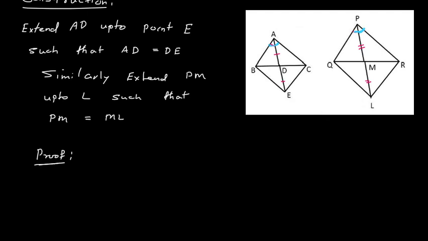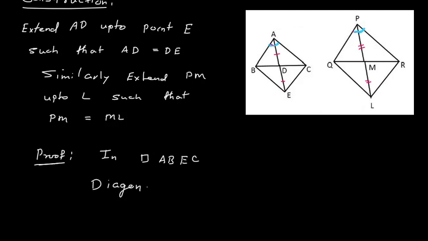Proof: I will say that in quadrilateral ABEC and quadrilateral PQLR, first let us discuss quadrilateral ABEC. In quadrilateral ABEC, we have AE and BC as diagonals. These are the diagonals.